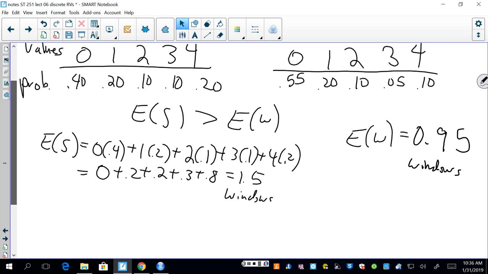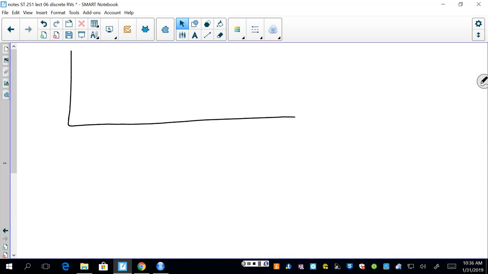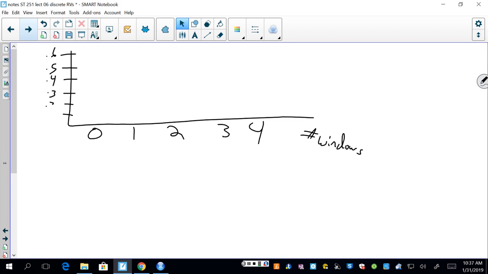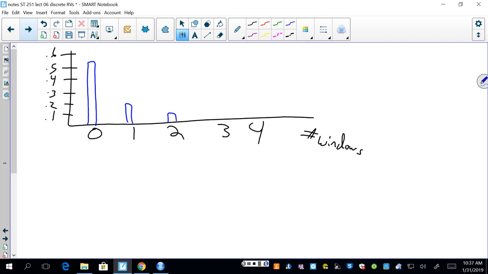If you wanted to compare these, you could do a graph some way, try to put them together. 0, 1, 2, 3, 4, labeling the graphs: number of windows in the highest percentage. So this is 0.6. In the winter time, winter's colder, so we'll make that a blue color, and up to 0.55, 0.2, and it was 0.1, 0.05, and then 0.1 again, kind of like that.